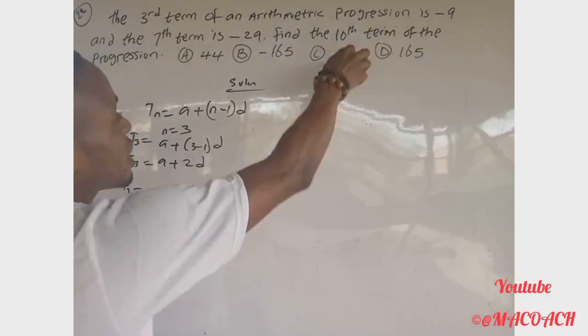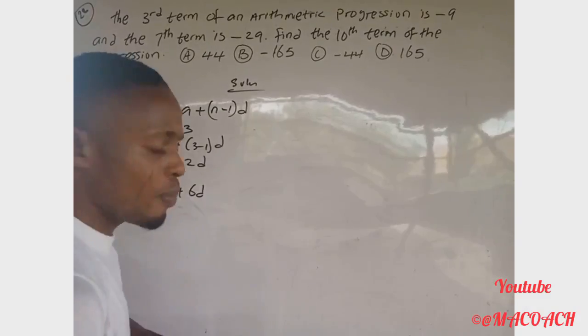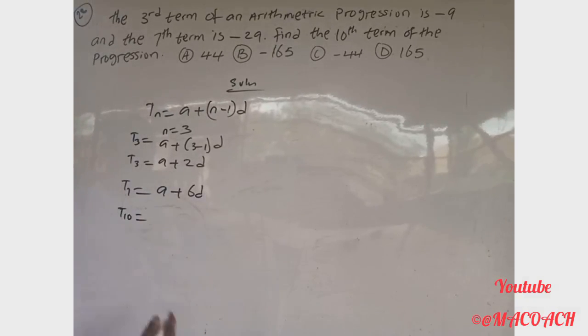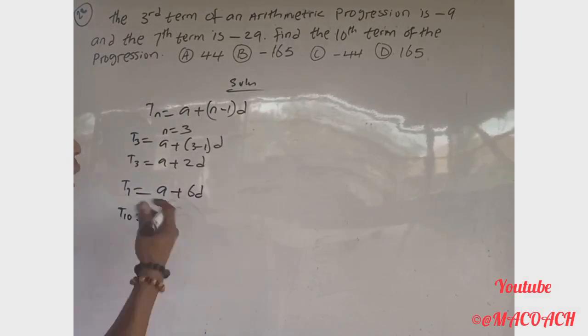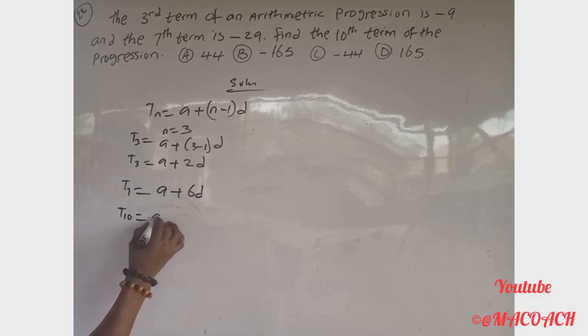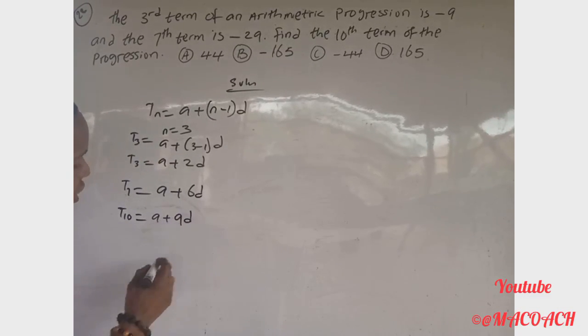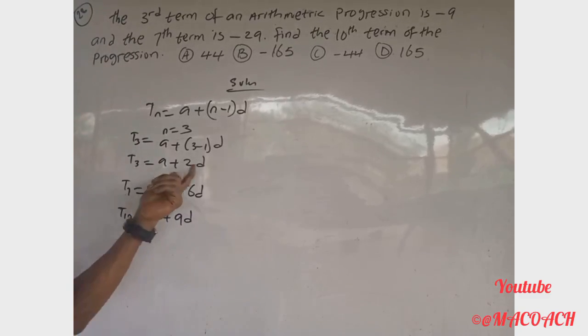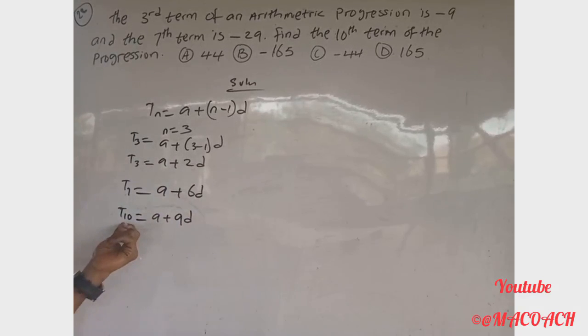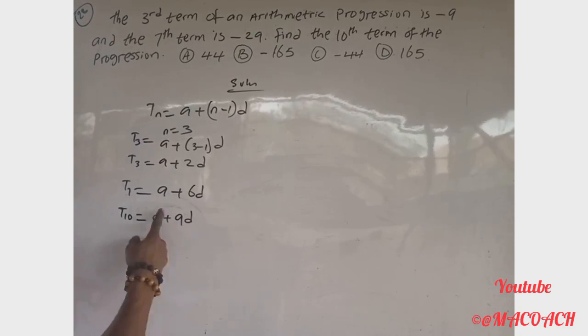If you want to calculate the 10th term of an AP, we have T10 equal to a + (10 − 1)d. Subtracting 1 from 10 we have 9, multiplied by d, that gives us 9d. So you have a + 9d. This is the formula for the 3rd term of an AP, the 7th term of an AP, and the 10th term of an AP.